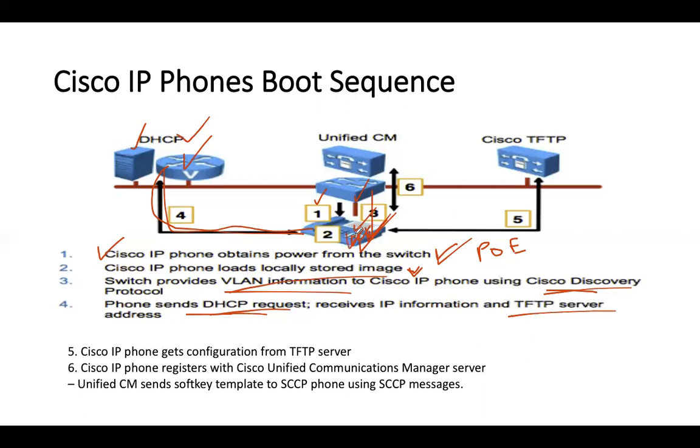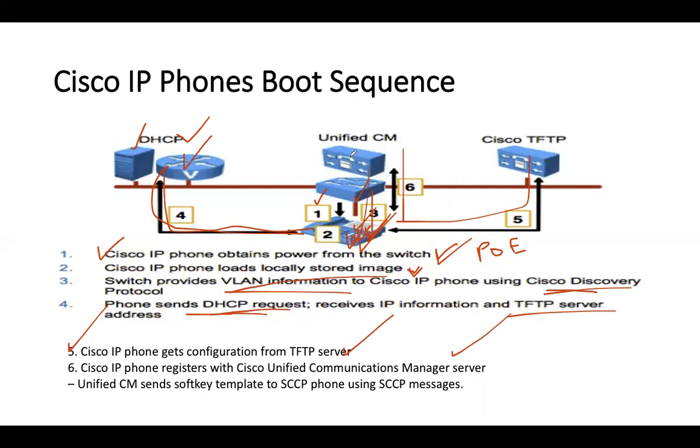Once it has the ID of the TFTP server, this is where the Cisco IP phone gets its configuration from the TFTP server. So it will contact the TFTP server and get the configuration, and any new files if there are any, and finally it will send a registration request to the call manager server.